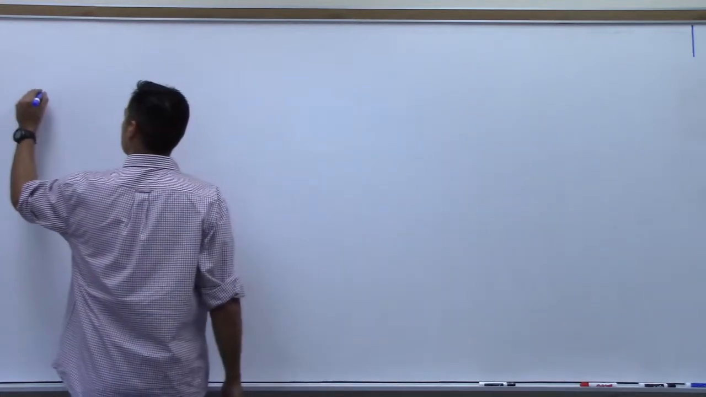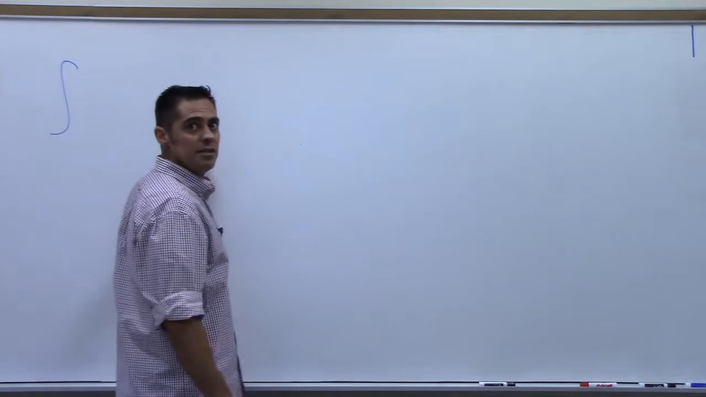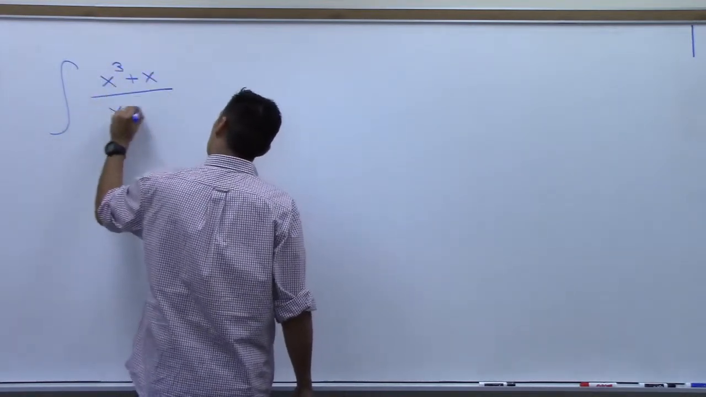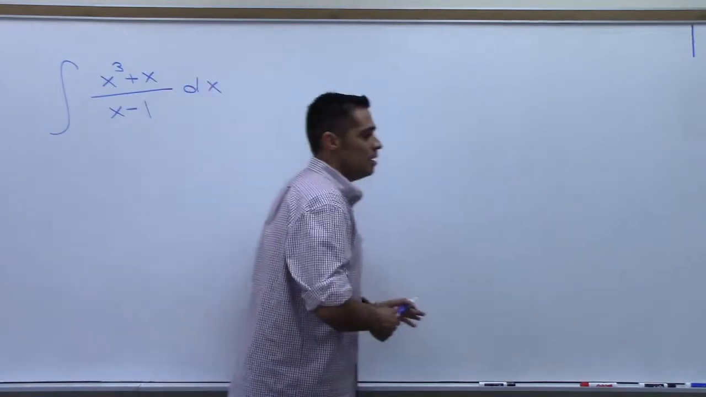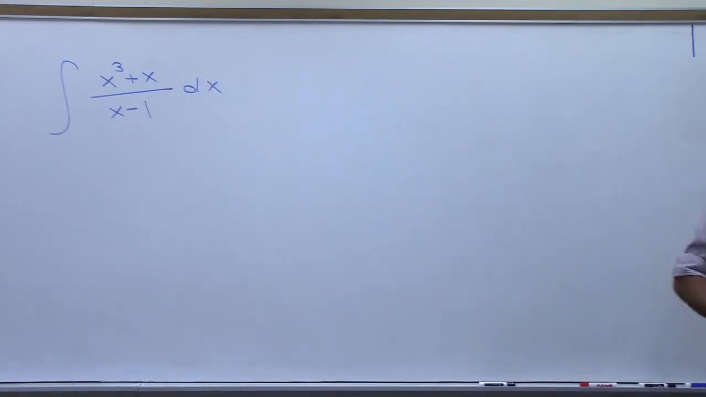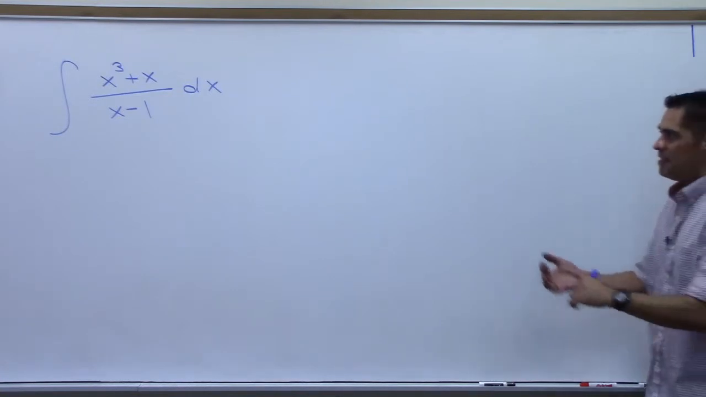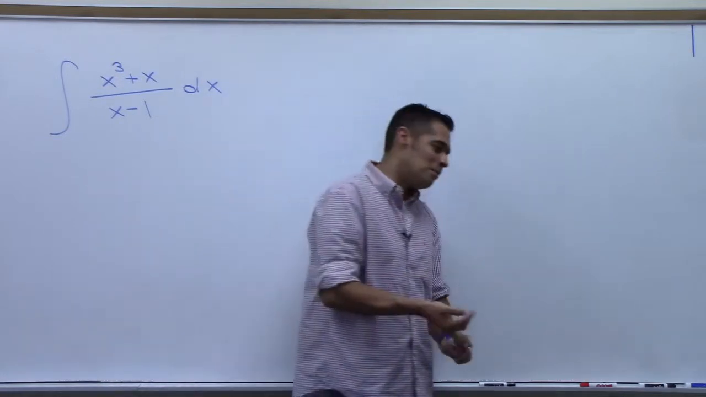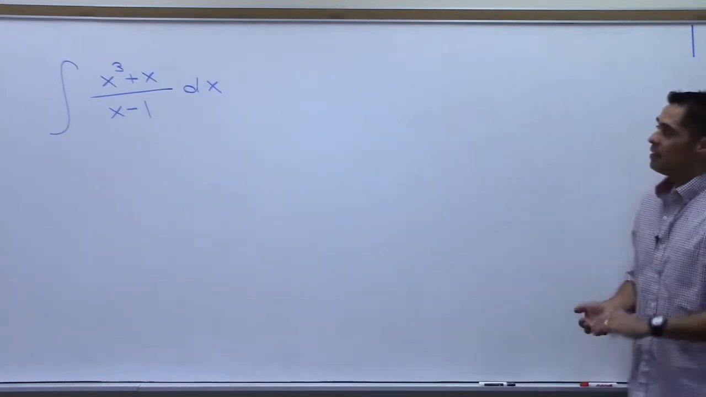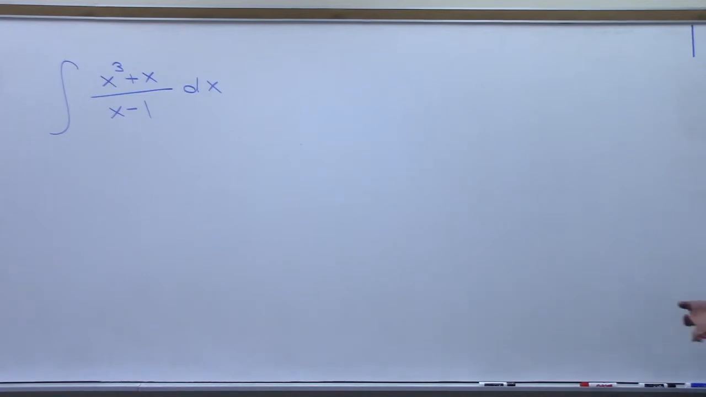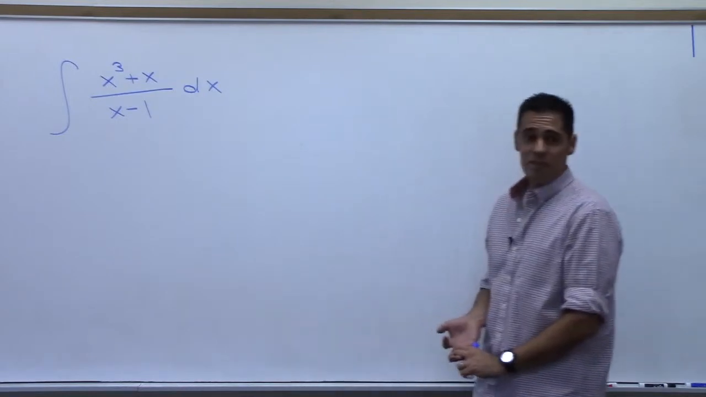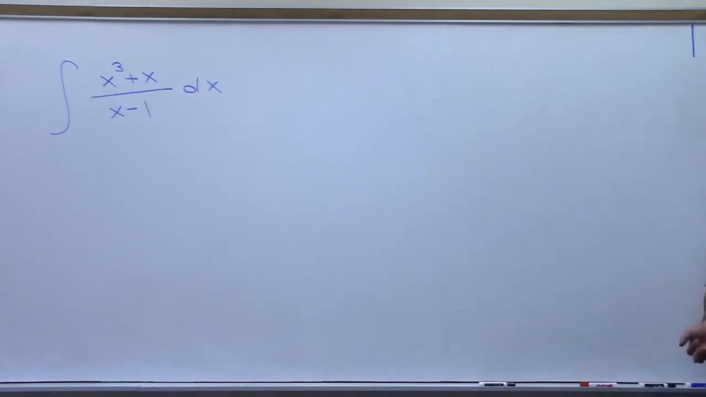A. Find the integral, the antiderivative, of x cubed plus x over x minus 1. All right. Is this a basic u-sub? No. Is it integration by parts? Probably not. Is it like a trig integral, like cosine sine? No. Is it trig sub? I don't see trig sub, I don't even see it hiding from me. Maybe, but nah.